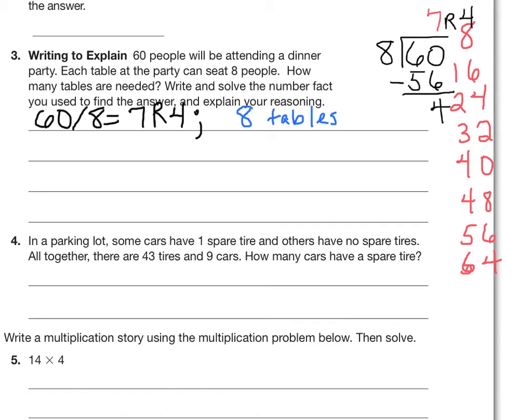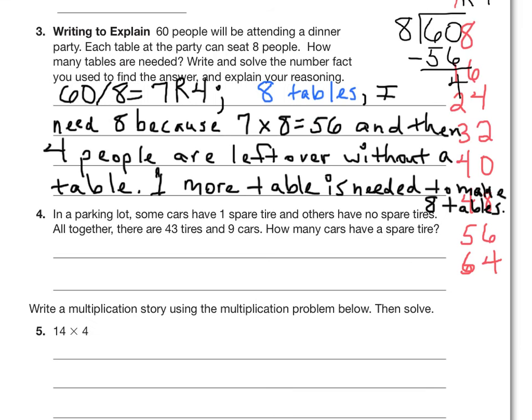All right? And to explain my reasoning, I might say that I need 8 because 7 times 8 equals 56, and then 4 people are left over without a table. So I need 1 more table in order to make 8 total tables.